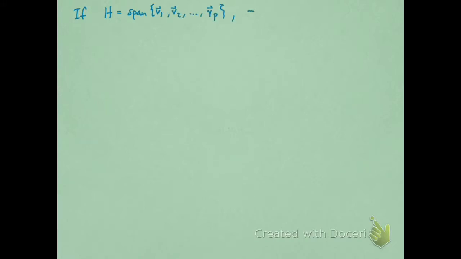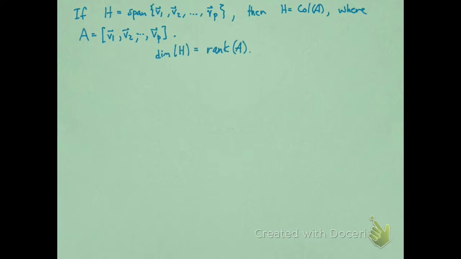If I give you a collection of vectors in Rn, v1 up to vp, and let H denote the span of those vectors, then I can describe H as the column space of the matrix I get when I stack those vectors together. So A is v1 up to vp. Then the dimension of H is just equal to the rank of A, which again we can compute by row reduction. It'll be the number of pivots in this matrix A.